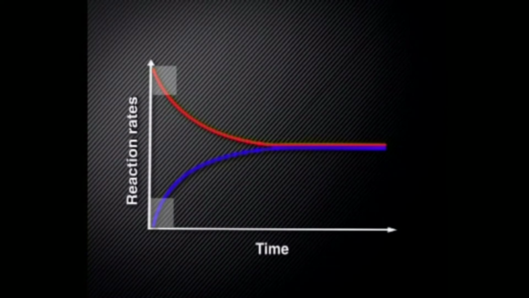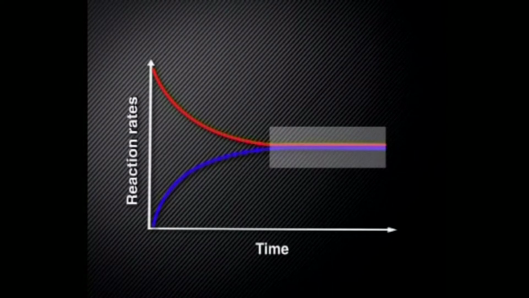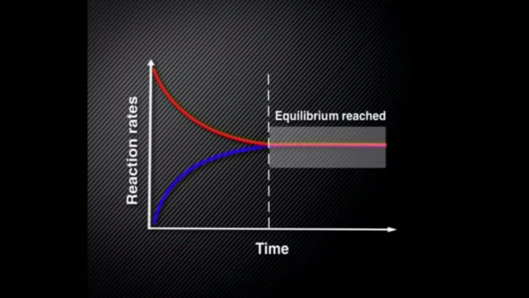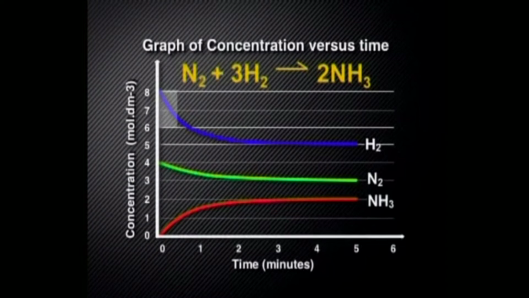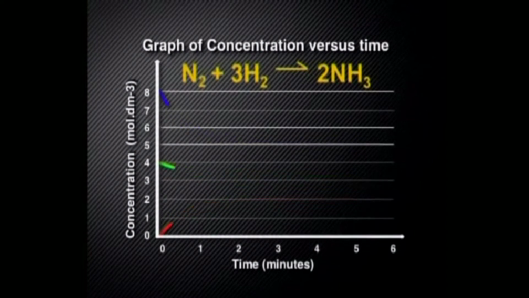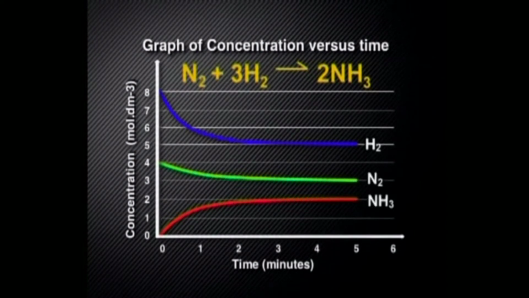Notice how the rate of the products in blue starts at 0, but it slowly increases until it has an even rate with the forward reaction. This highlighted region represents chemical equilibrium. So notice how the reactants in blue and green are slowly decreasing, and the amount or concentration of products in red are slowly increasing. The other graph that we use shows the change in concentration over time.